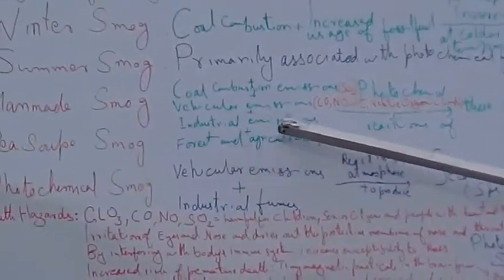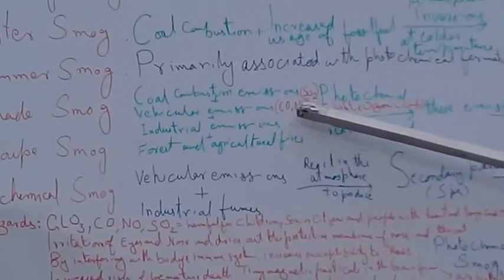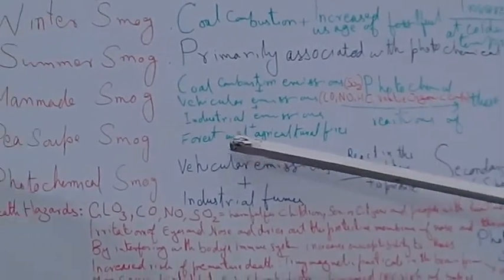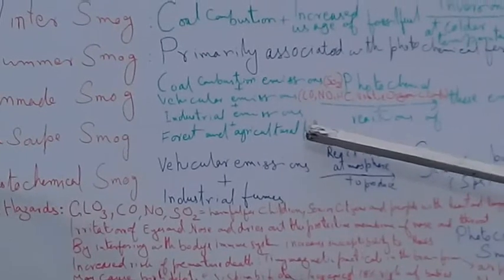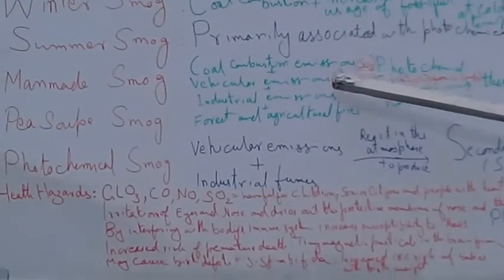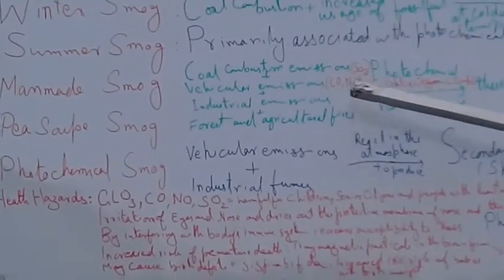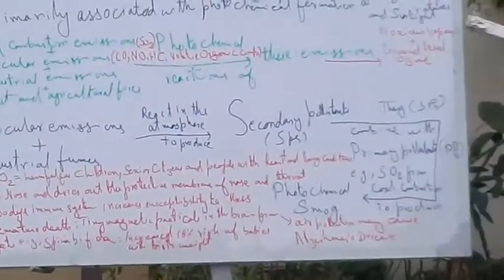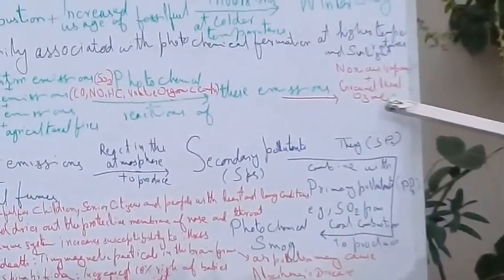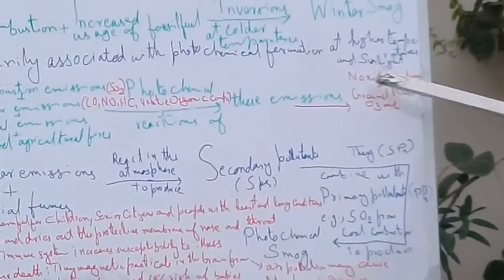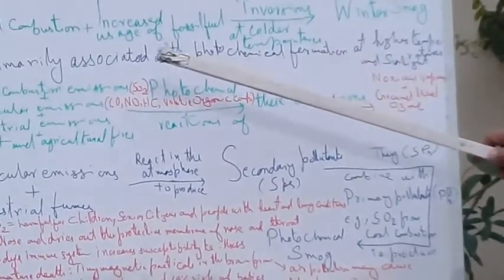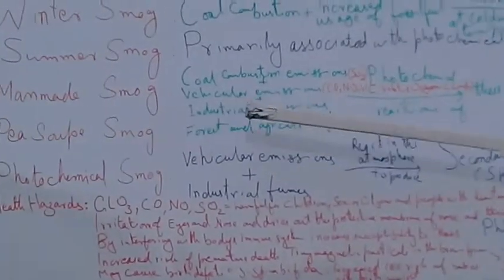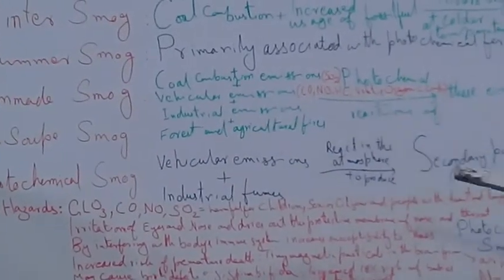The industrial emissions contain a lot of different types of particulate matter and chemicals. Forest and agricultural fires. Here it is either the combination of all of these or some of them. They result in noxious vapors or ground level ozone. This is called man-made smog. Pea soup smog is also man-made smog.